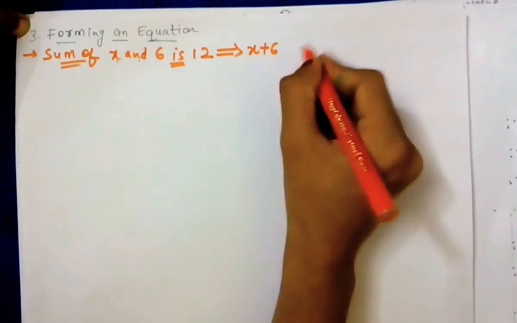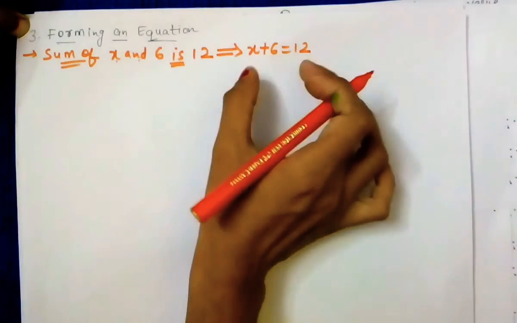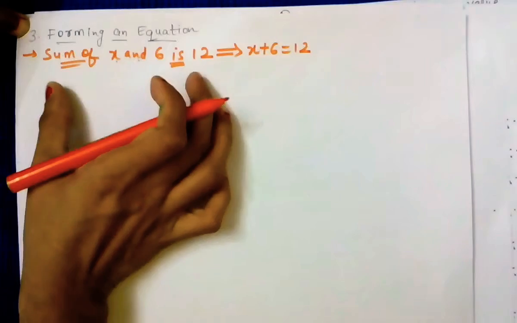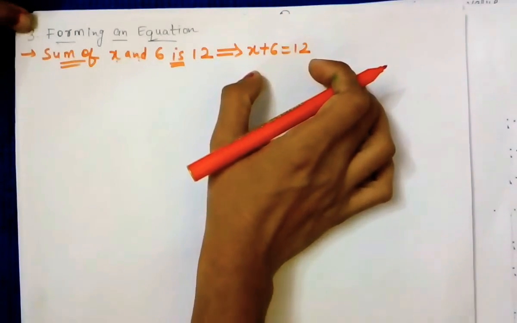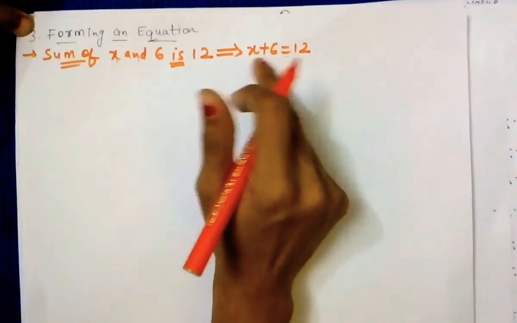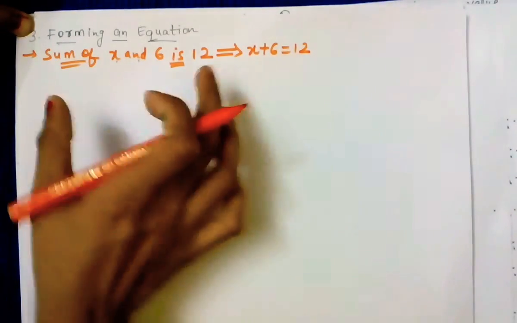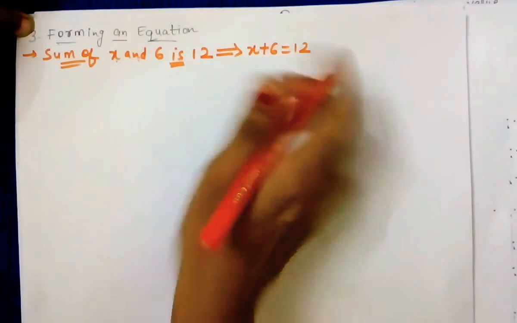Now is means equal to sign. So is 12. So this is our equation. This is the statement form and this is the equation form. Whenever the words sum of are given, we will put the addition sign. So sum of x and 6 is 12 means x plus 6 equal to 12. This way you can make an equation from a statement.